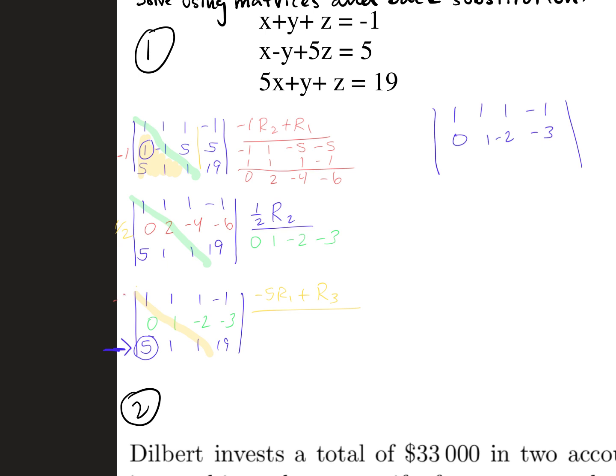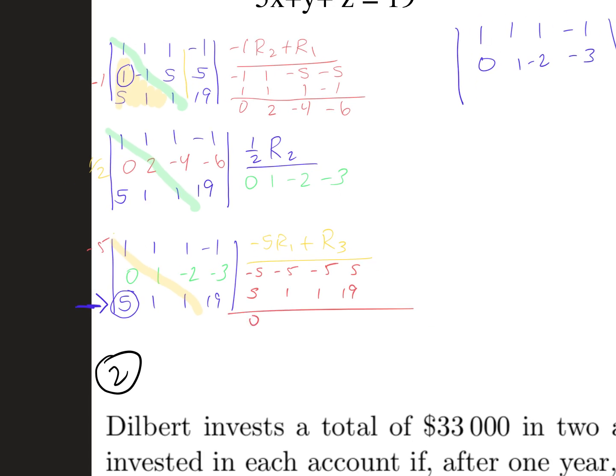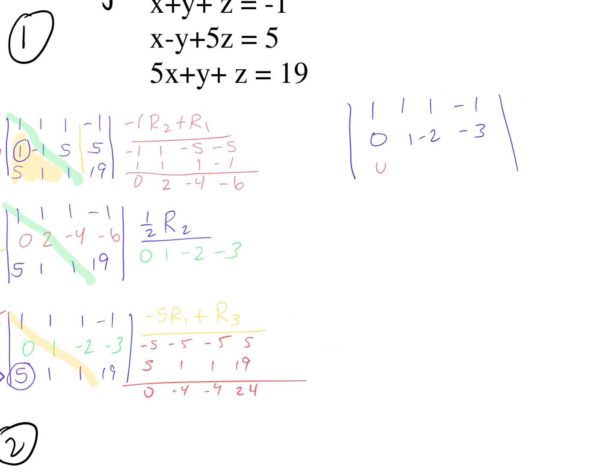Now I'm going to take negative 5 times the first row. So negative 5 times 1, negative 5. Negative 5 times 1, negative 5. Negative 5 times 1, negative 5. Negative 5 times negative 1, positive 5. Yeah? And then I have the third row, 5, 1, 1, 19. And I combine. So negative 5 and positive 5 is 0. Negative 5 and 1 is negative 4. Negative 5 and 1 is negative 4. And then 5 and 19 is, what's 5 and 19? 24, okay? So I have 0, negative 4, negative 4, and 24.